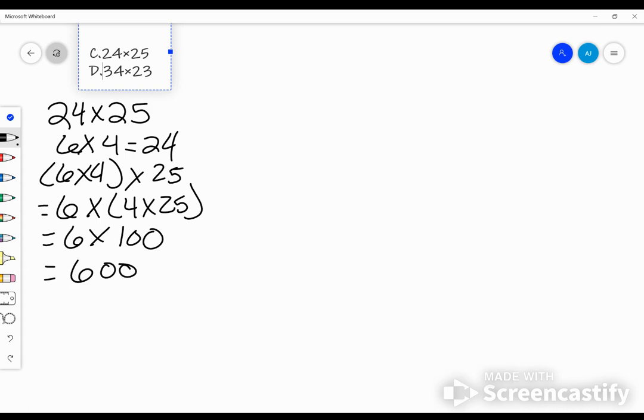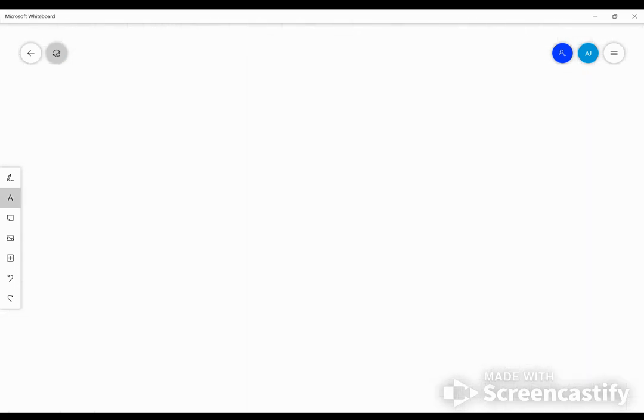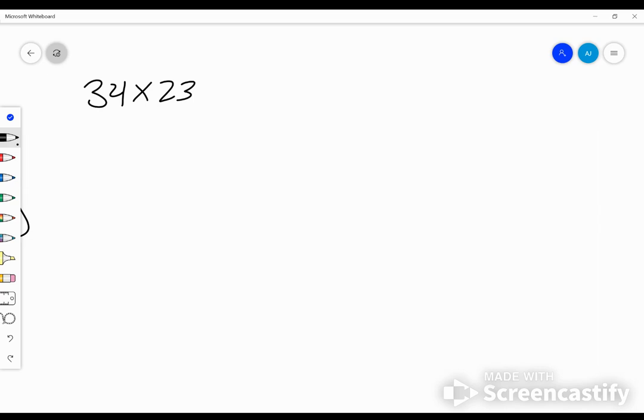Now 34 times 23 is going to be our next one. Let's give ourselves a little bit more room here. So we have 34 times 23. There aren't any really easy multiples that we can work with for this, like there was 6 times 4, but we can still make this a little bit easier to work with.